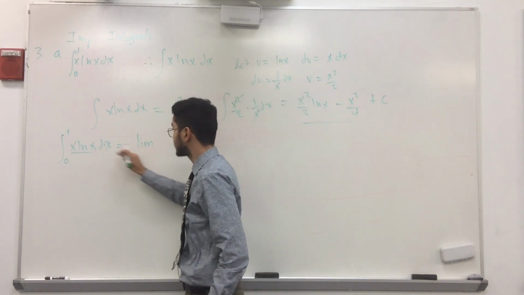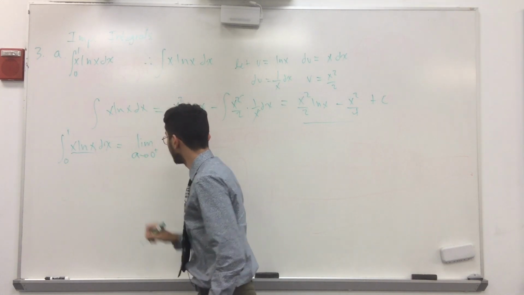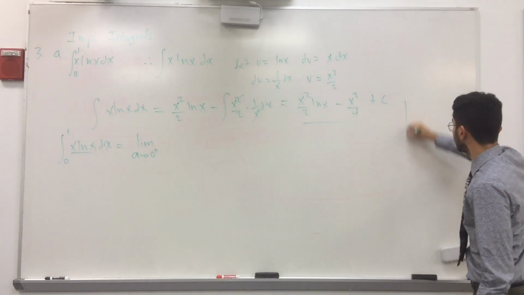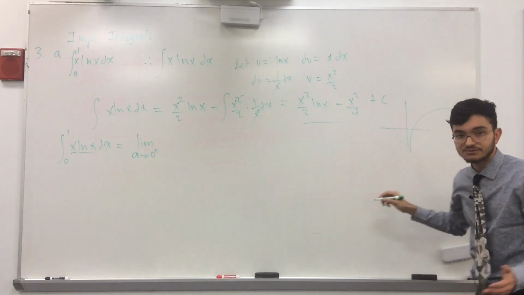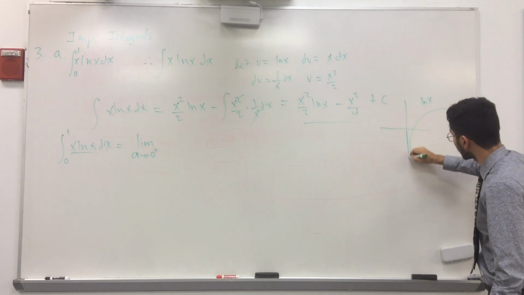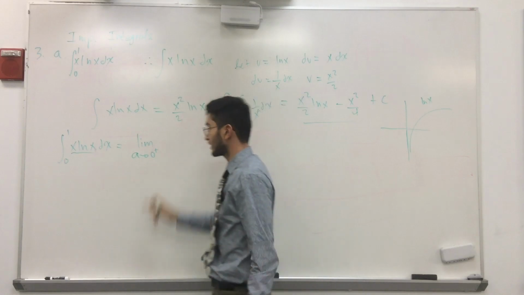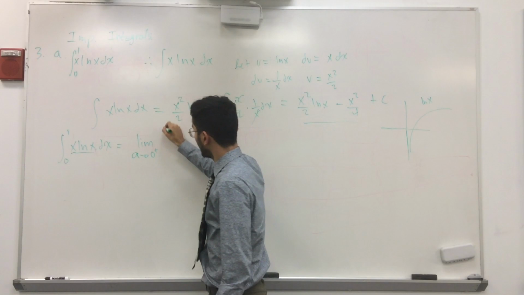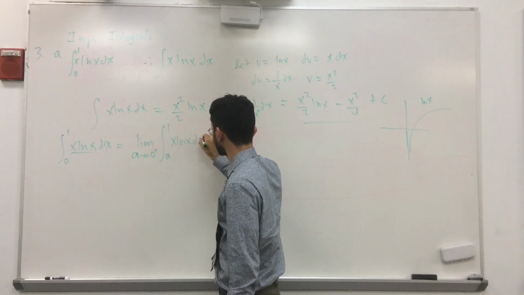So this is going to be the limit as a approaches 0 from the right, because the function ln of x goes like this, so it has no negative values of x. It's approaching the value x equals 0 from the right, not from the left. So we have to specify this in our limit. It's going to be the limit as a goes to 0 from the right of the integral from a to 1 of x ln of x dx.